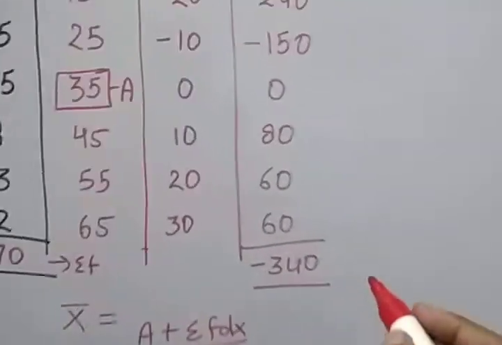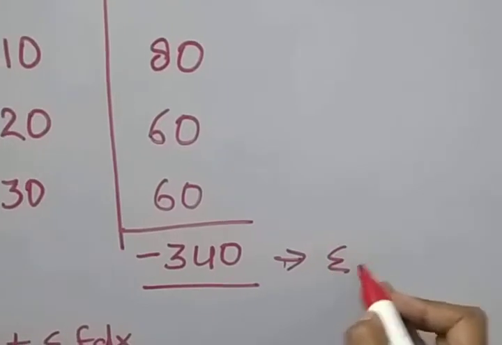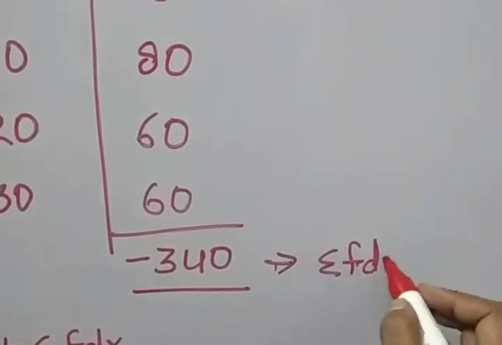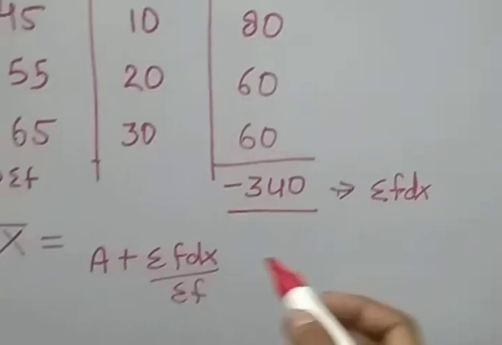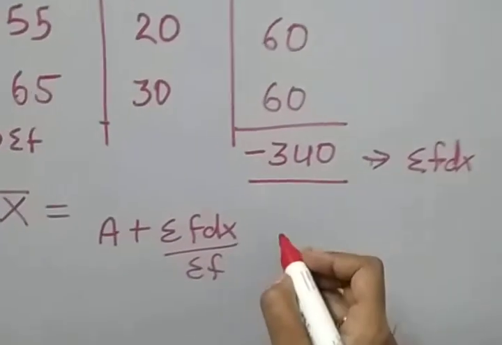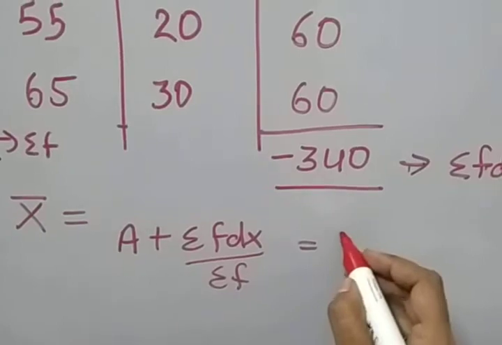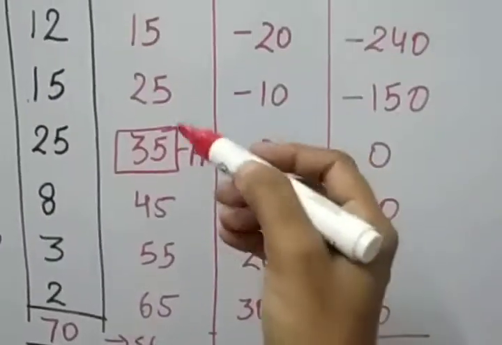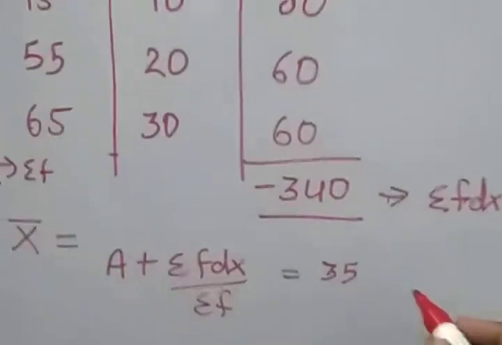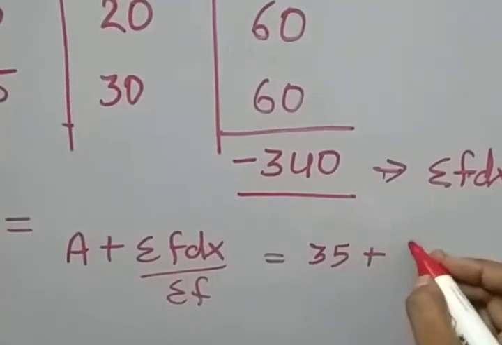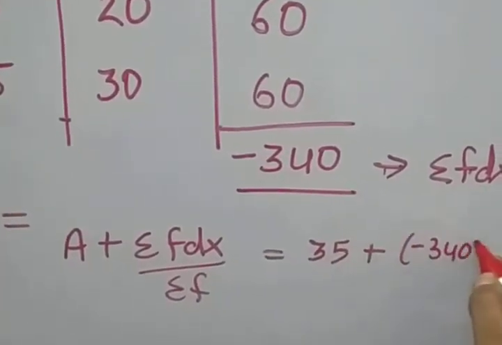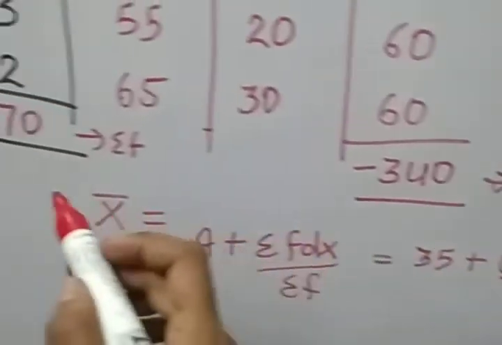Now this minus 340 is your summation f dx. Summation f is there, summation f dx is here. Now we have to put the values in the formula. What a we have assumed? Here we have assumed a as 35. 35 plus summation f dx value is minus 340 upon summation f is 70.